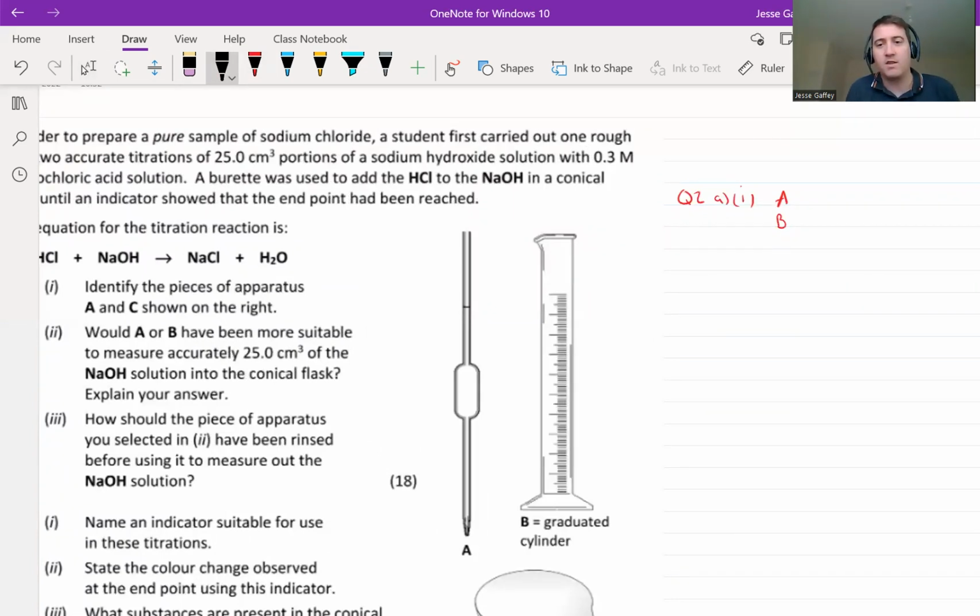Yeah, I'm just looking at the marking scheme. 3 marks each. So A, hopefully everybody knows, is a pipette. And B is a graduated cylinder or a measuring cylinder. So well done if you got both of those parts right.